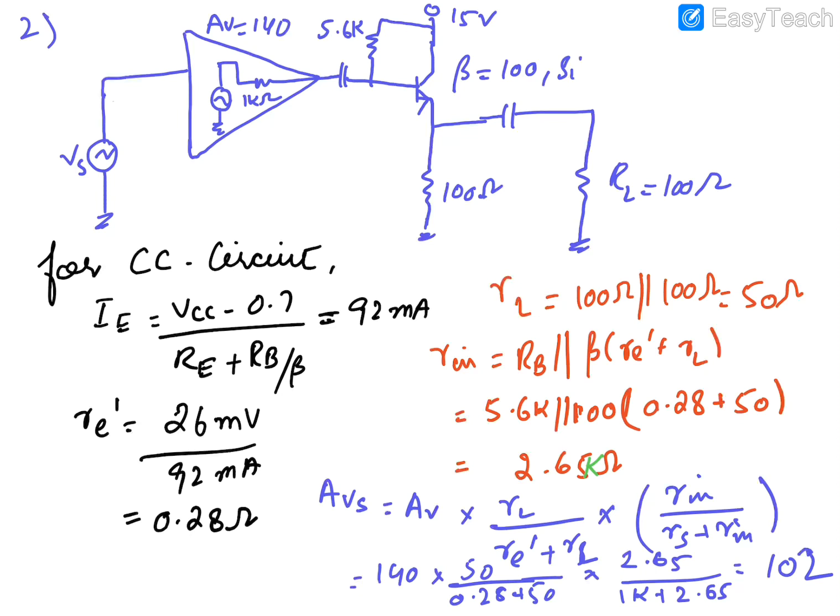So the overall voltage gain is the open loop gain of this stage multiplied by the gain of this common collector amplifier stage. This is the open loop gain of the first stage. This is the gain for the common collector amplifier stage, and this is the voltage divider due to Rin of this amplifier stage and the previous stage.